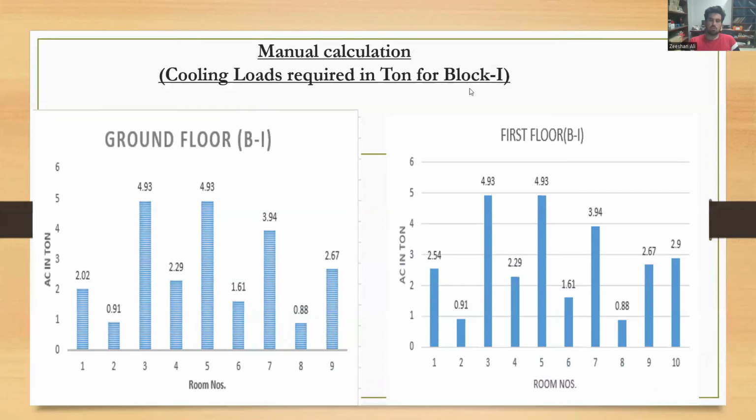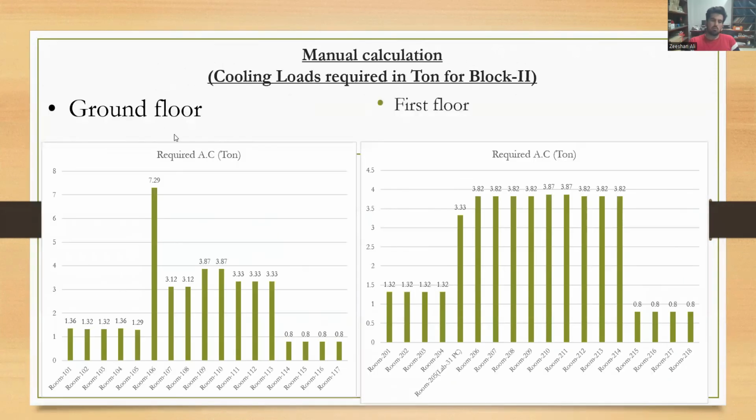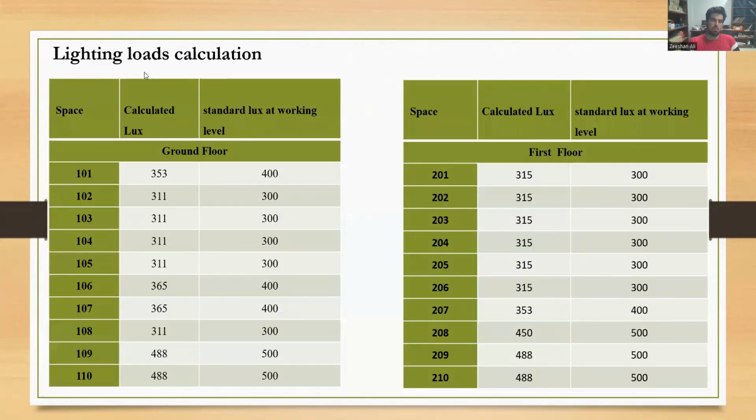This figure shows block 1 and, for each room, the first floor and ground floor. This one shows block 2, ground floor and first floor. Now this is our lighting loads calculation.